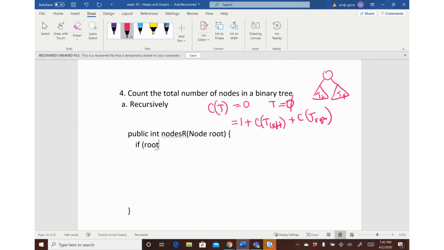So converting this to code, you can say if root is null, then return 0. Else you could return 1 plus nodes of t dot root dot left, plus nodes of root dot right.